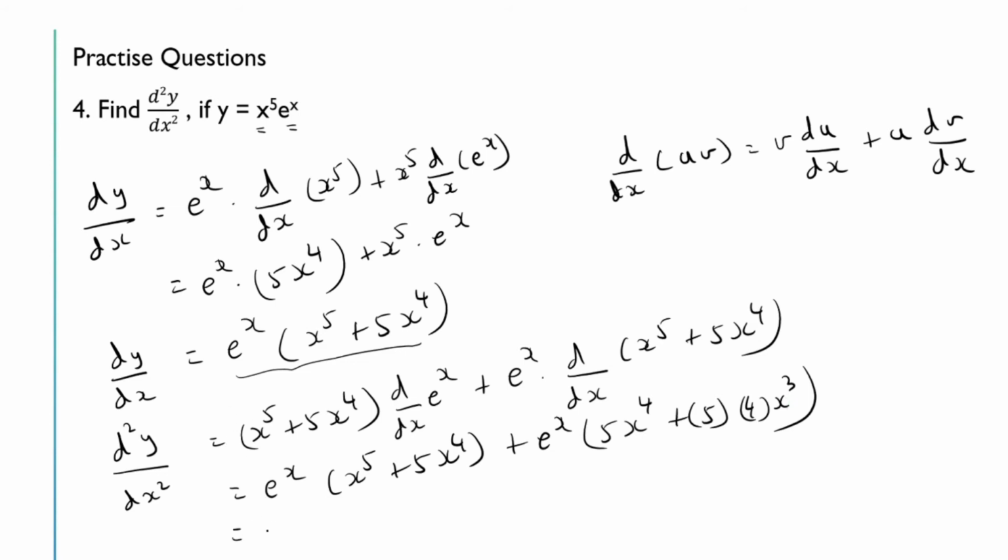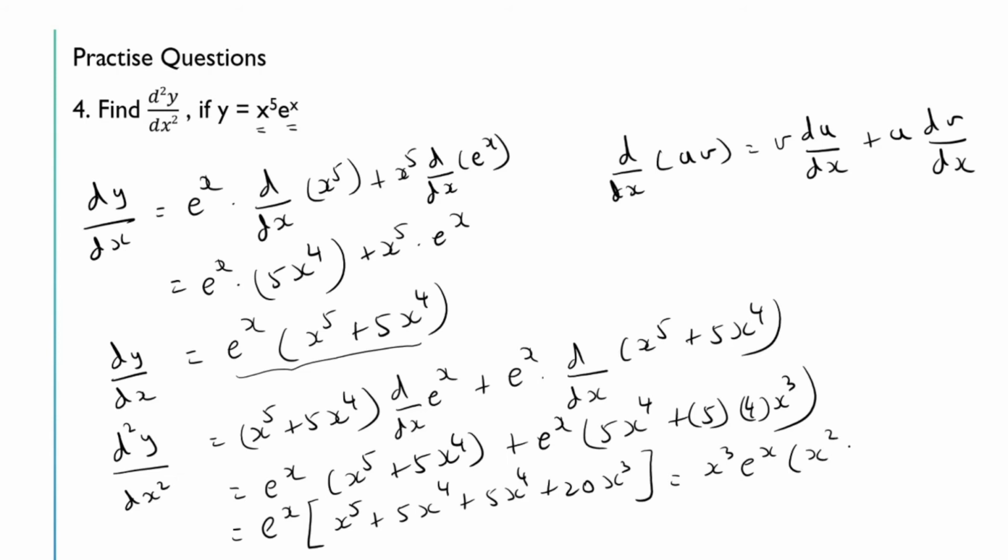So again e raised to x is common, we can take it outside. e raised to x into x raised to 5 plus 5x raised to 4 plus 5x raised to 4 plus 20x cubed. So this is equal to, x cube is also common. So we can take x cube e raised to x into x square plus 10x plus 20. So this is d square y by dx square.